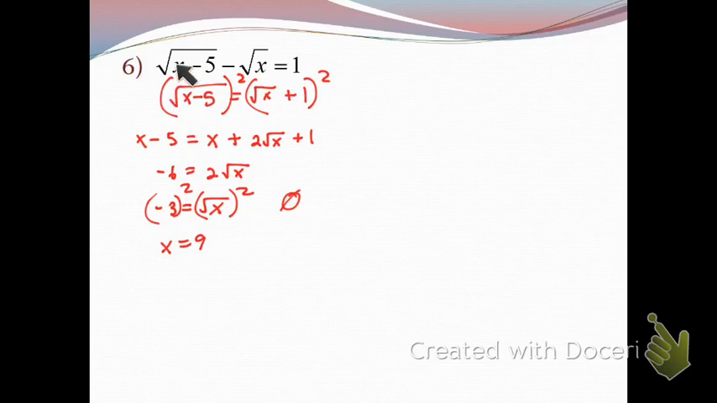Come up here to the beginning. 9 minus 5 is 4. Square root of 4 is 2. Minus the square root of 9 is 3. What's 2 minus 3? Negative 1. Negative 1 does not equal 1. That's called an extraneous solution. No real solution.